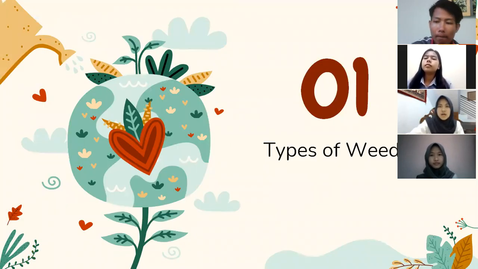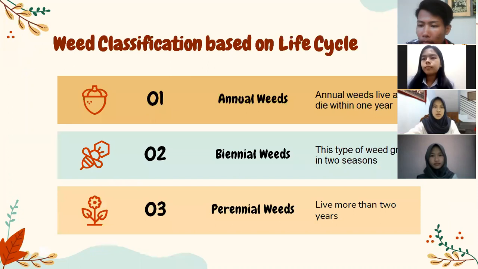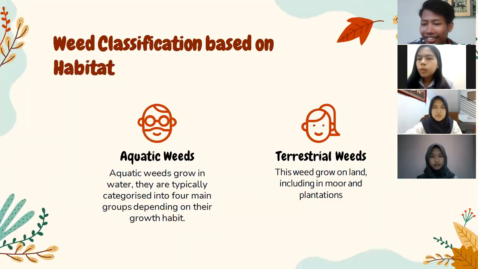First of all, before we explain how to control the weeds, I'll explain a little about the types of weeds. Weed classification based on morphology and botany has three types. First is grasses, for example Cynodon dactylon; sedges, Cyperus rotundus; and broadleaves, Ageratum conyzoides. Weed classification based on life cycle: first is annual weeds, which live and die within 1 year. Biennial weeds grow over two seasons, and perennial weeds live more than 2 years.